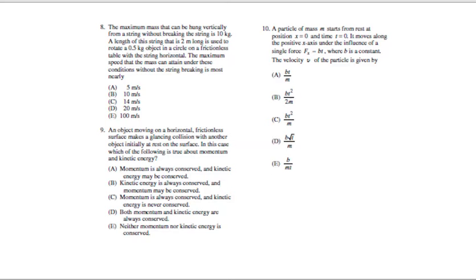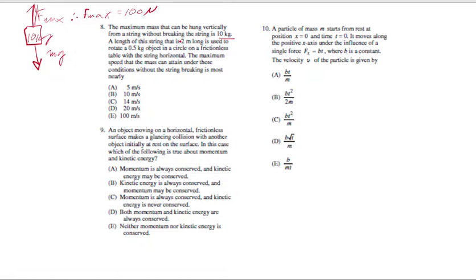Okay, so start off with 8. The maximum mass that can be hung vertically. So we're going to hang a mass vertically. It's 10 kilograms with a string without breaking. So look at what that says. That means that would be the force max in the string, right? And that would be equal, right before it breaks, to the weight. The weight of a 10 kilogram object is 100 newtons. So therefore, F max equals 100 newtons.